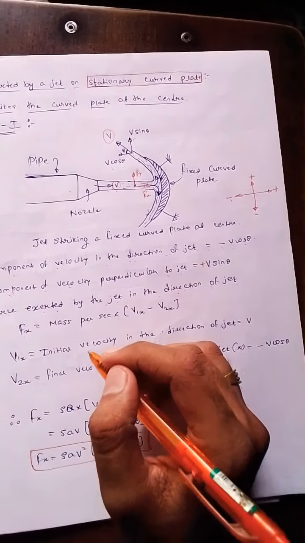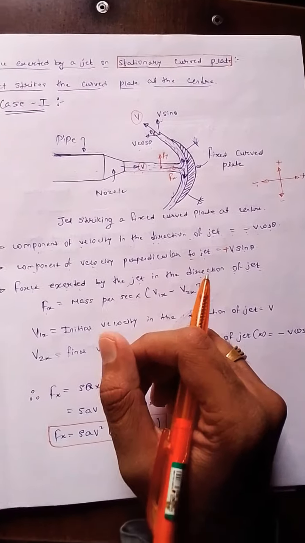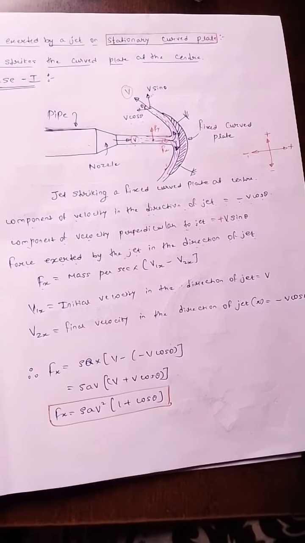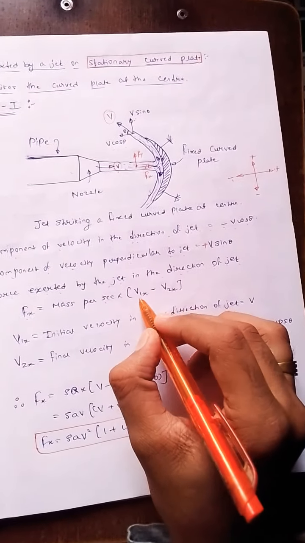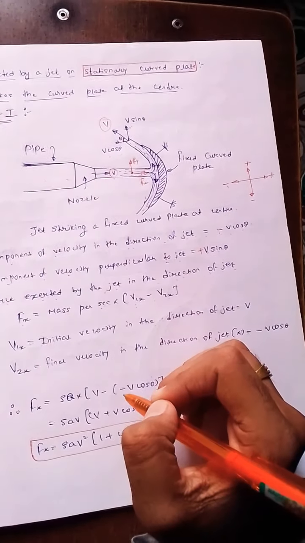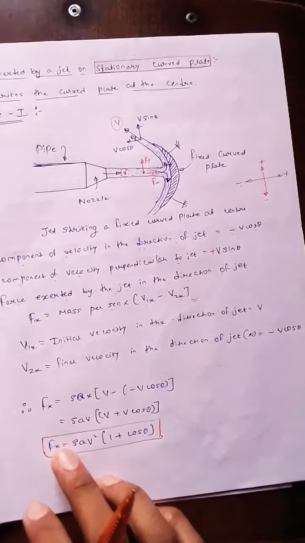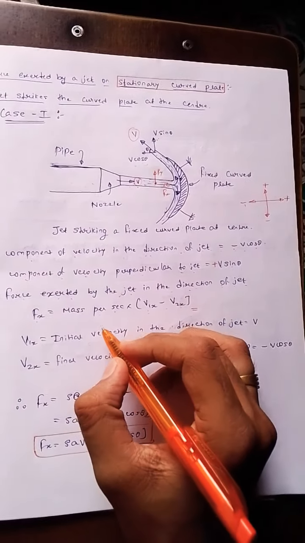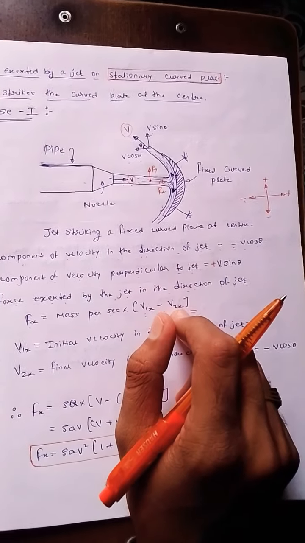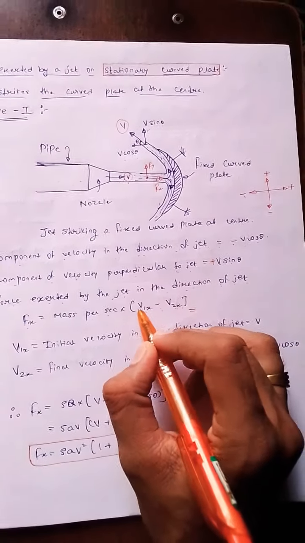Okay, so after that, the next step will be taking mass as a common factor from inside the bracket, and it will be mass per second into bracket initial velocity minus final velocity. Up to this point, the steps remain the same, correct? Here there is just a modification that we will be writing as v1x minus v2x.